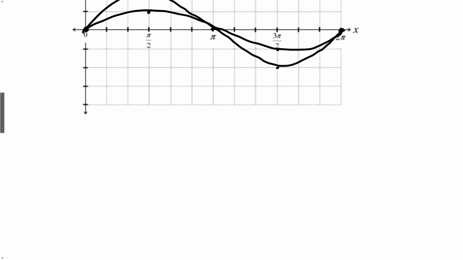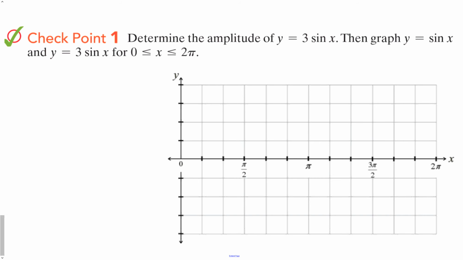Let's do another one. Okay. So now my function is 3 sine x. So first, the period is 2 pi. Amplitude is that number right there. It doesn't matter if it's positive or negative. If it's negative, we're just going to do a reflection.